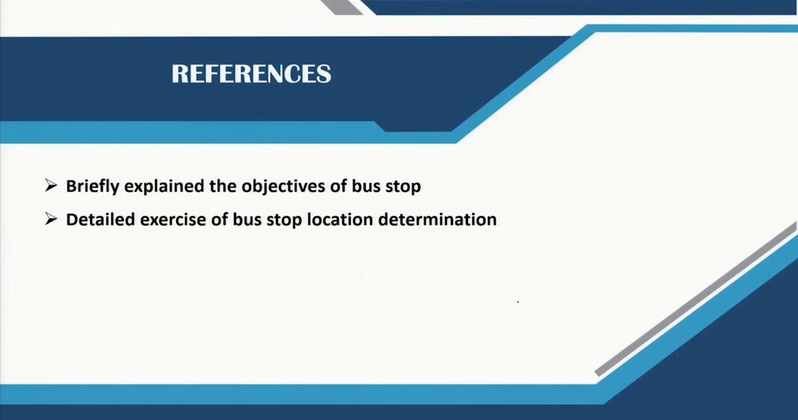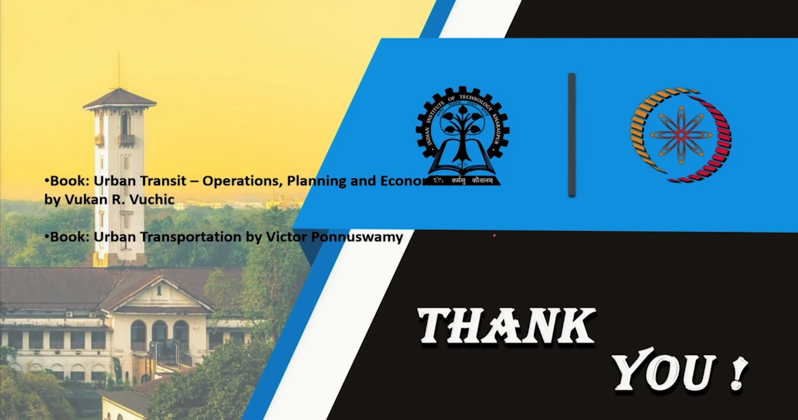Basically, what we have done is explain the bus stop location determination, and sorry, this slide is mixed up, but again all of this is taken from the textbook of Vucic, and you have access to it. There is another textbook, which is an Indian textbook, which also tells you to solve some problems in understanding the spacing of transit stations along a mass rapid transit line.